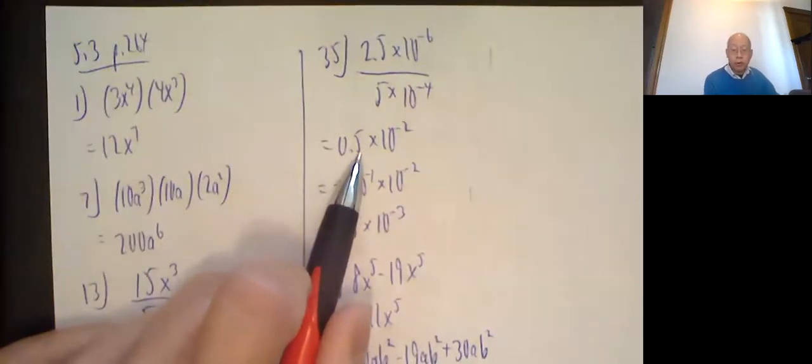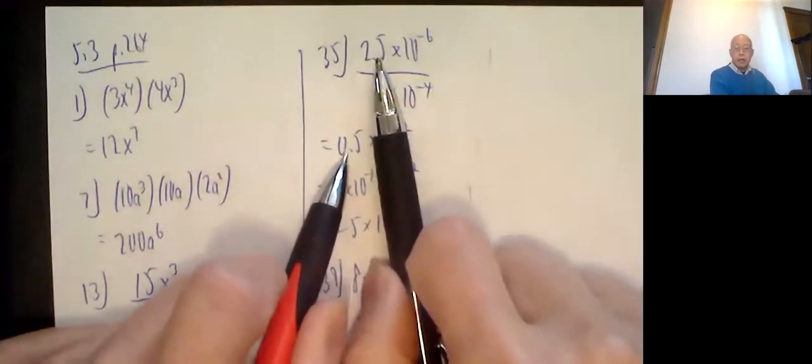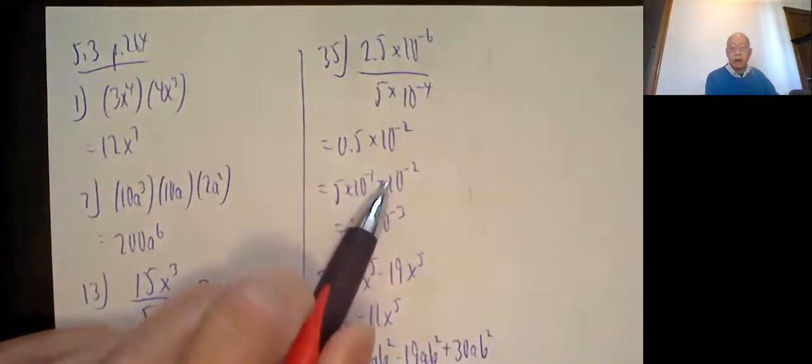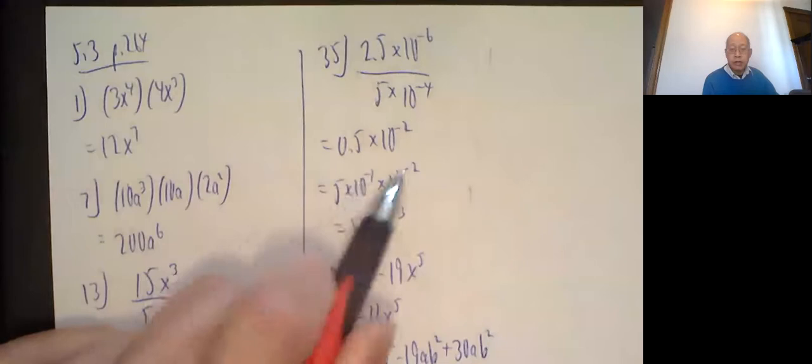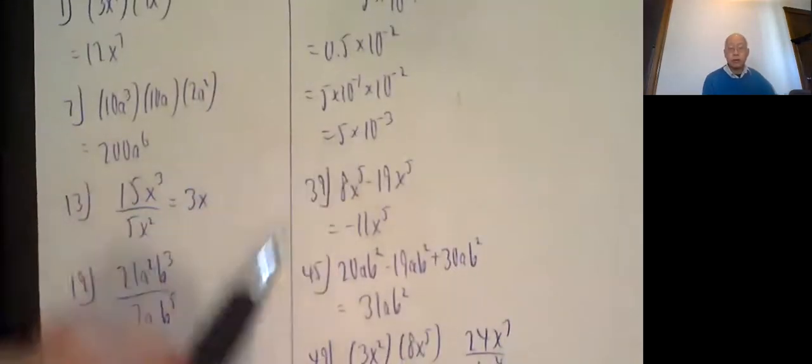So I move over one space. So I'm looking only at this. Move over 1, that's 5 times 10 to the negative 1. Now combine it with 10 to the negative 2. And here you're supposed to add the exponents. So final answer, 5 times 10 to the negative third.